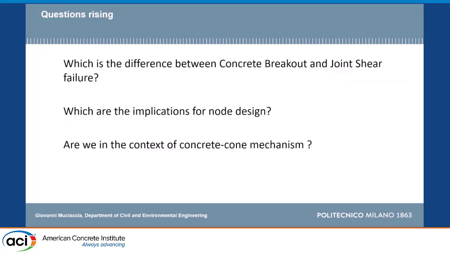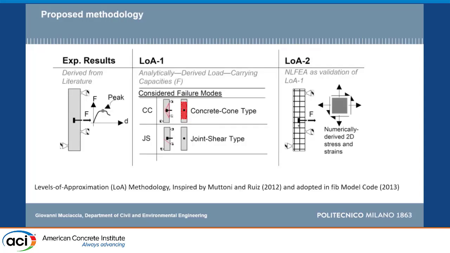So, the question arises: what is the difference between concrete breakout and shear failure, okay, which comes from observation? What are the implications for design, because assuming that we can do that, okay, what does this imply? And a bigger question, which is still unanswered for me to some extent: are we still in the context of the concrete cone mechanism?